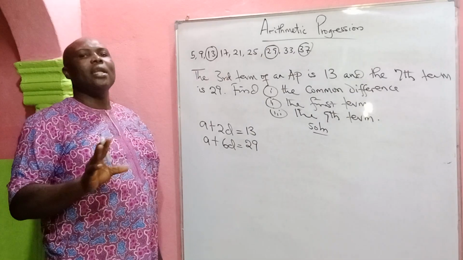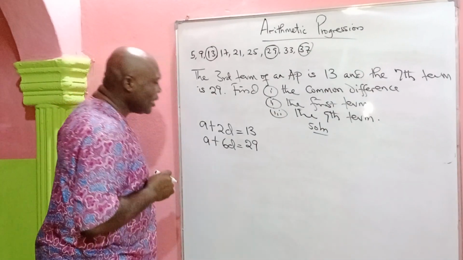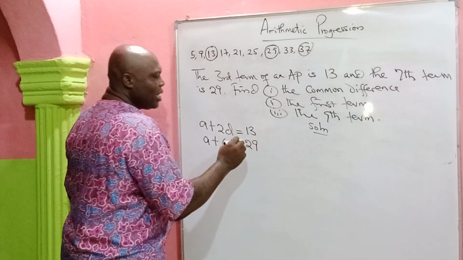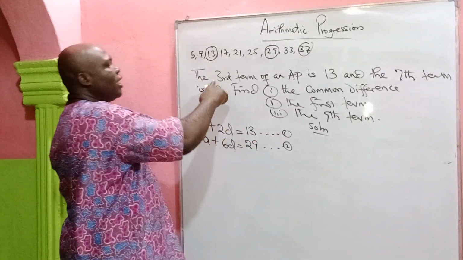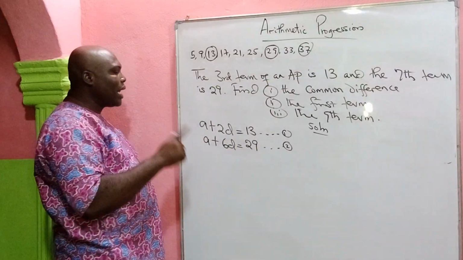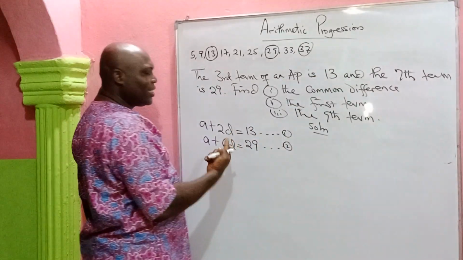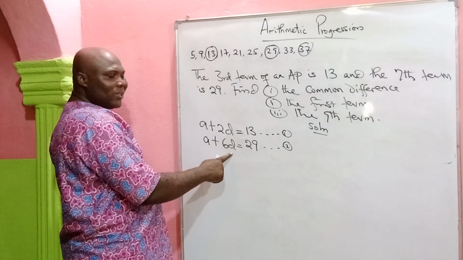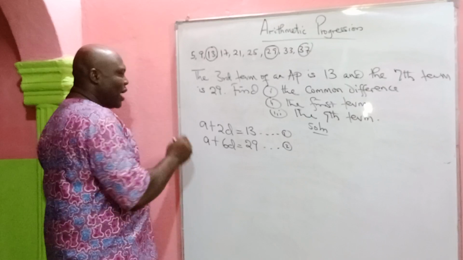They say we should find the common difference, the first term and the ninth term. At this point, what we have been given becomes equation 1 and equation 2. They say the third term of an AP is 13. We know that the third term is A plus 2D, which is 13. And the seventh term is 29. We know that the seventh term is A plus 6D, which is 29.